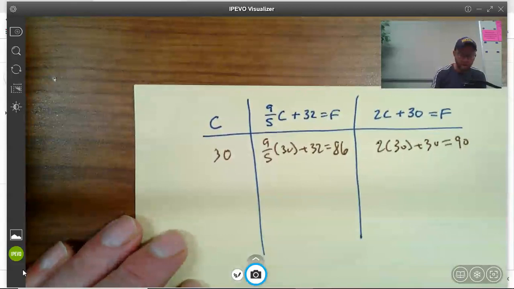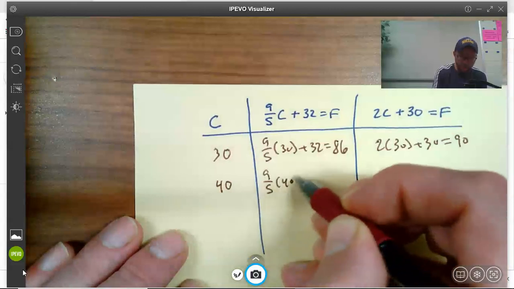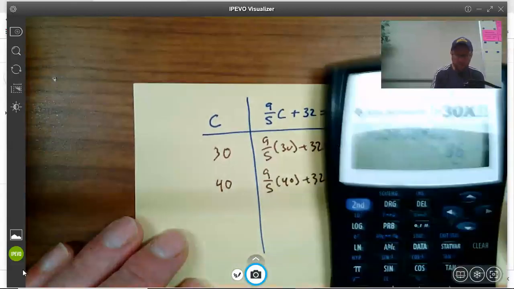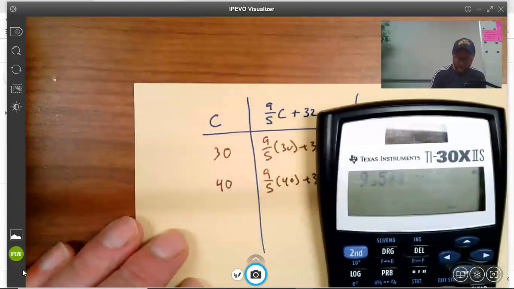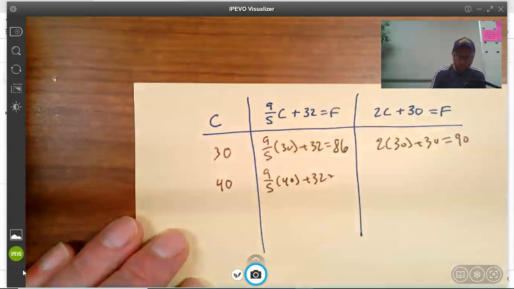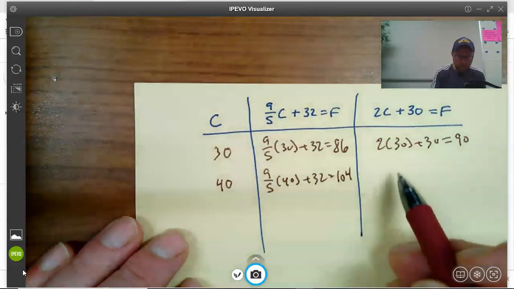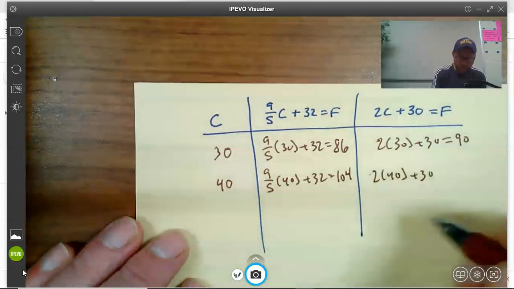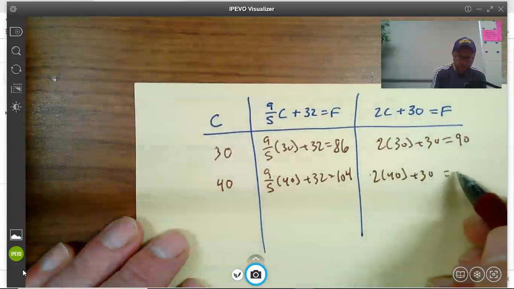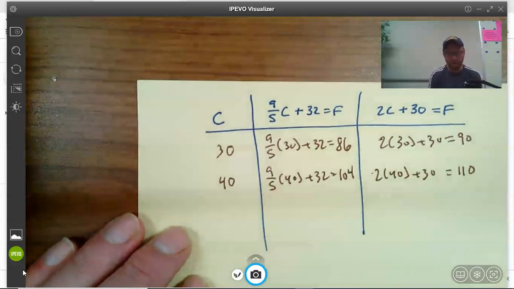Or maybe like, I don't know, 40, right? So it's 9/5 times 40 plus 32, that's 104. All right. And then over here, 2 times 40 plus 30, well that's easy, 80 and 30 is 110. So again, they're not perfect, 110 versus 104, it's off a little bit, but I can do that in my head and it's a lot quicker and easier.